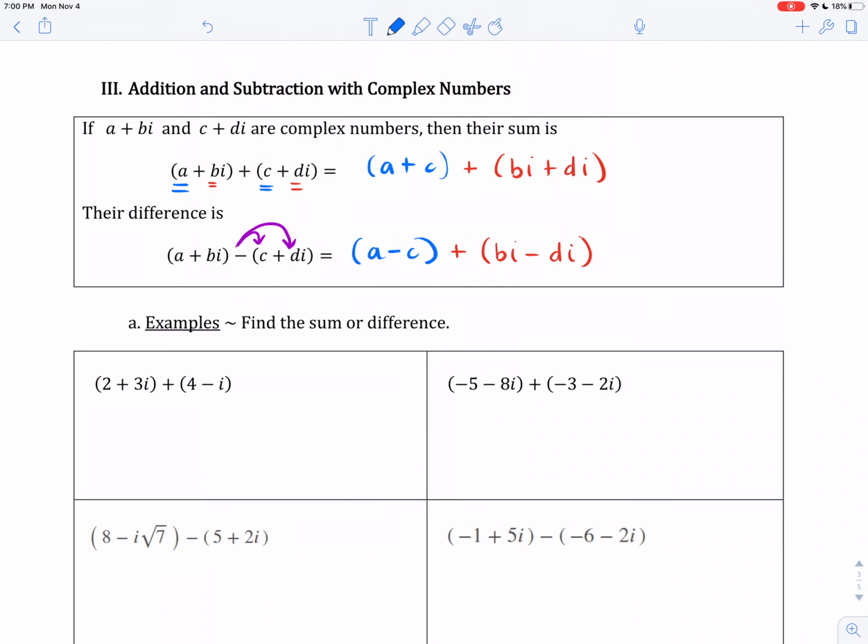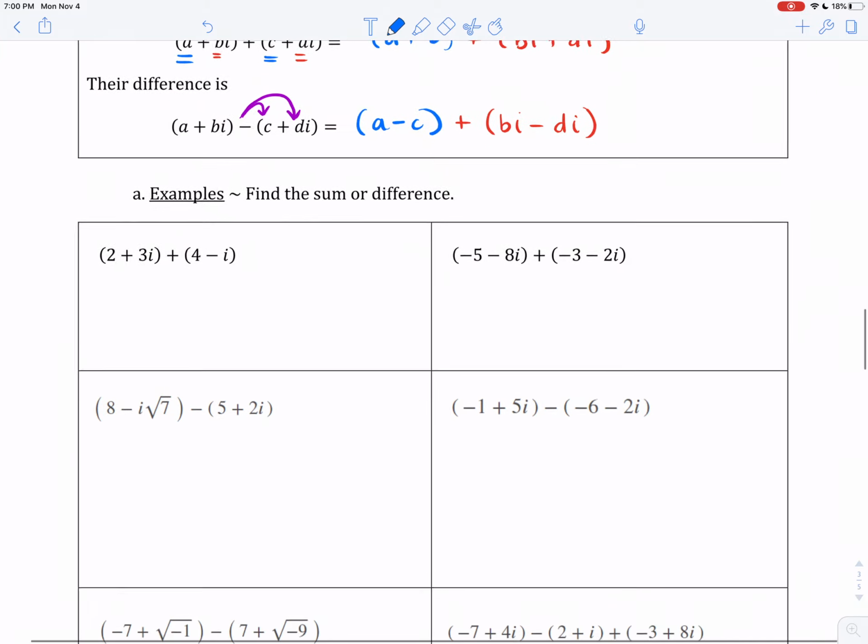All right, so it's a lot like what we did with solving the equations. Right there, we set the real parts equal to each other. Here, we're just combining the real parts together.